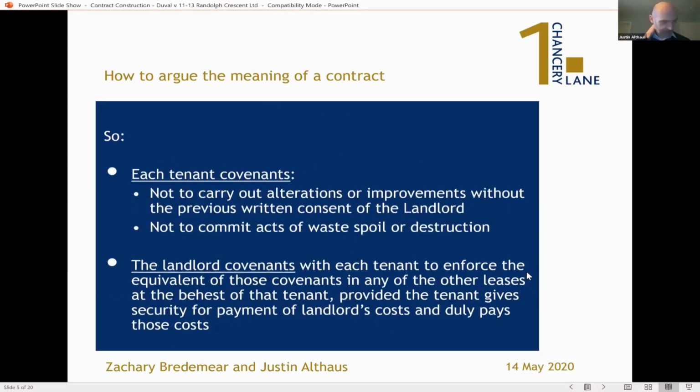In summary, each tenant is covenanting not to carry out alterations or improvements without the previous written consent of the landlord. That's clause 2.6. Not to commit acts of waste, spoil or destruction. That's clause 2.7. And the landlord covenants with each tenant that it will enforce the equivalent of those covenants in any of the other leases at the behest of that tenant, on condition that the tenant gives security for payment of the landlord's costs and duly pays those costs.